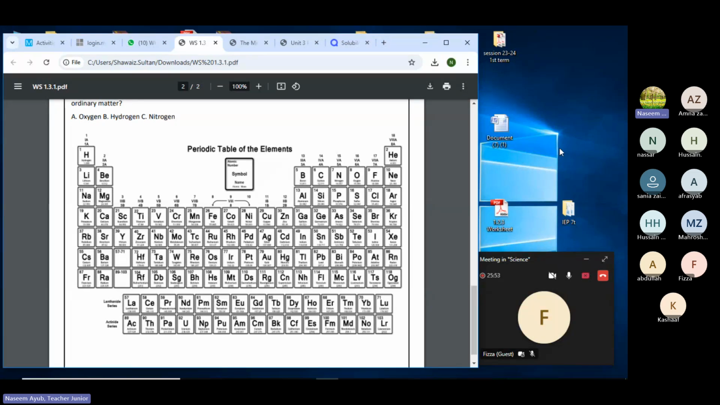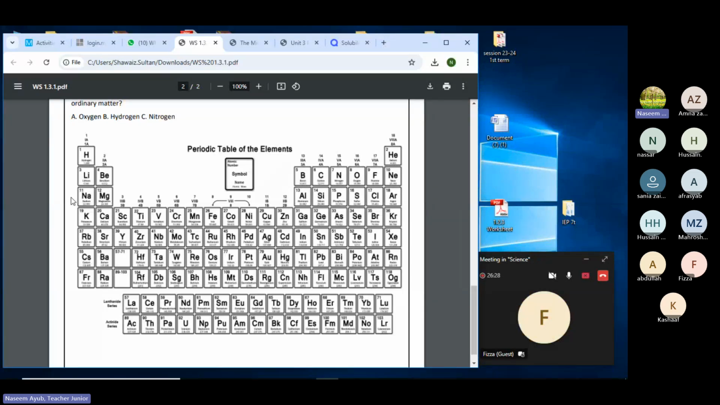So they both belong to different groups, but they both belong to the same period. Do you know which period they belong to? Period 2. No, beta. Yes, period 3, because period 1 has hydrogen and helium. Period 2 is with lithium, beryllium, boron, carbon, nitrogen, and period 3 is from sodium, magnesium, aluminium, and this one. So they belong to different groups according to their different properties, right?